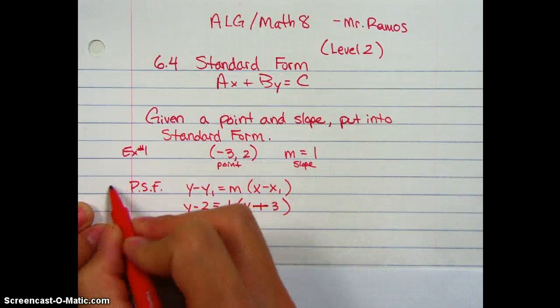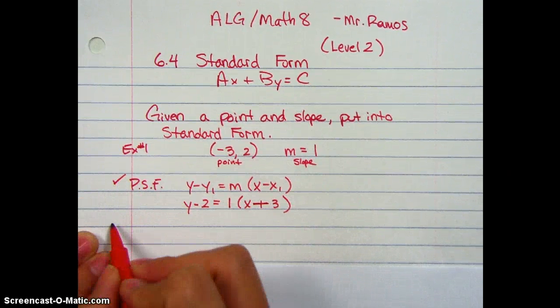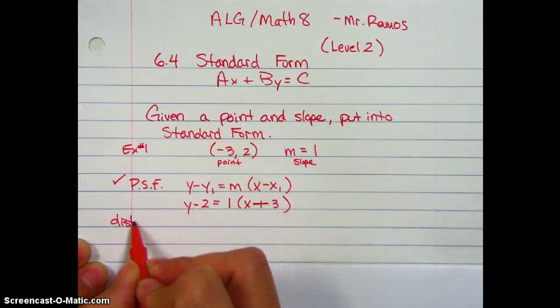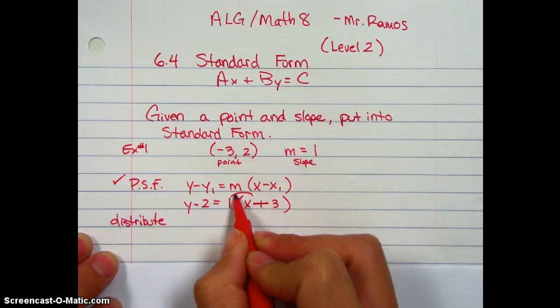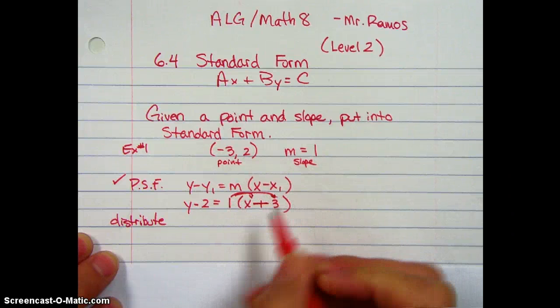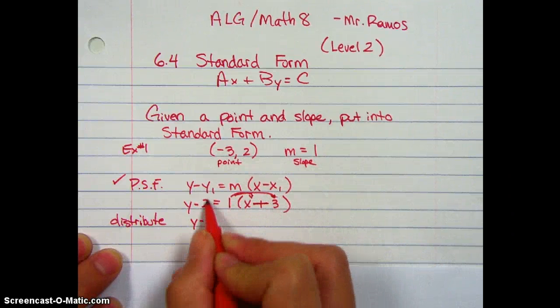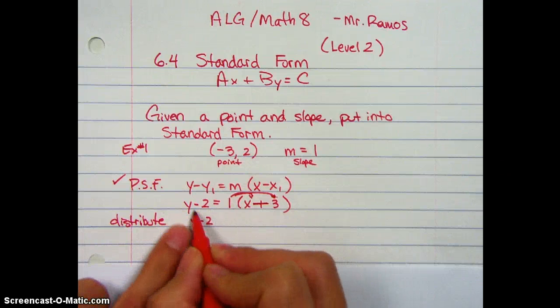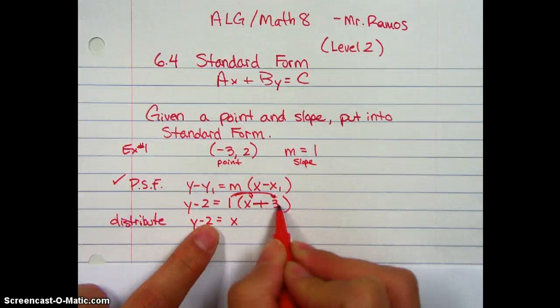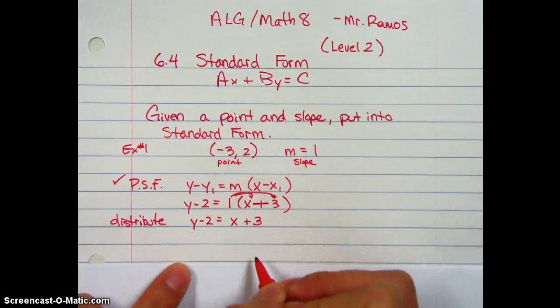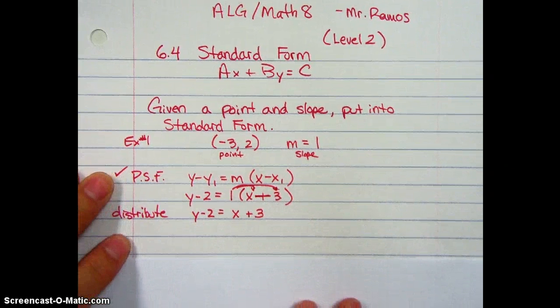Okay, so step number 1 done. Next thing I would want to do is probably distribute. Okay, it's about the only thing I can do here, so I'm going to go ahead and distribute and multiply that 1 out. Left hand side stays the same, y minus 2. Over here I get 1 times x, which is just x, 1 times 3, which is just 3. So that's good so far.